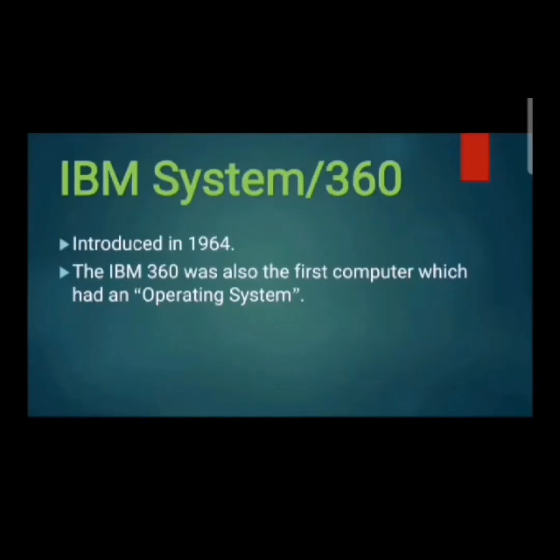IBM System 360. My dear students, one of the most significant computers developed in this generation was the System 360, introduced in 1964. This was not a single computer but a line of 5 computers which were compatible, and compatible means which were able to work with each other. It was the first computer which had an operating system. And what is an operating system? The interaction between the user and system is known as the operating system.